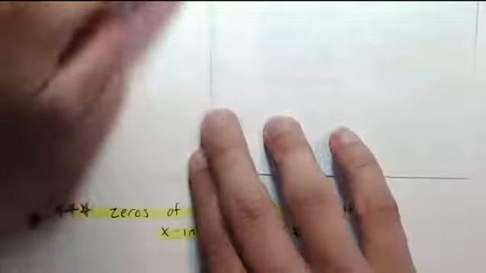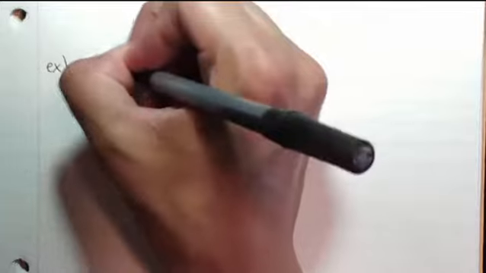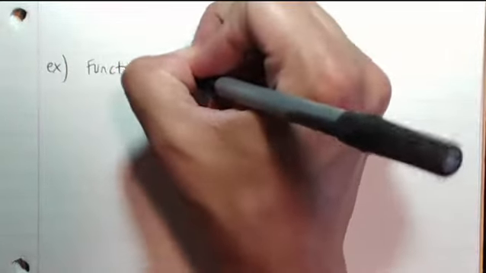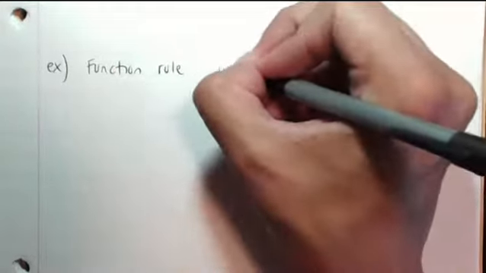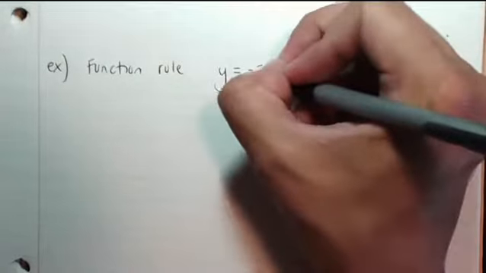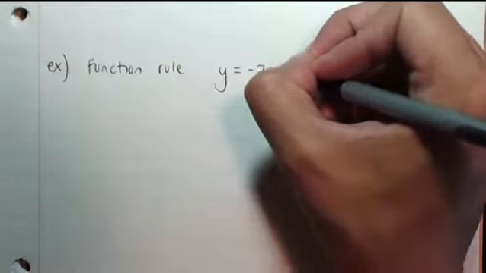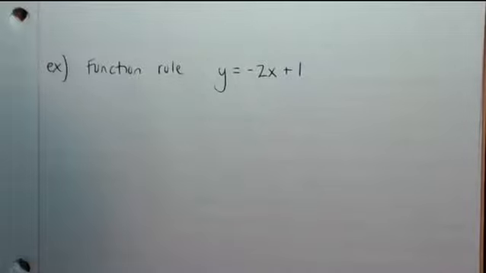Okay, so let's move on to graphing these function rules. Now what you're going to be given is the actual equation, or the function rule. The equation and function rule are the same exact thing. So say that they give you the function rule, that's y is equal to negative 2x plus 1. This is our equation, or our function rule.